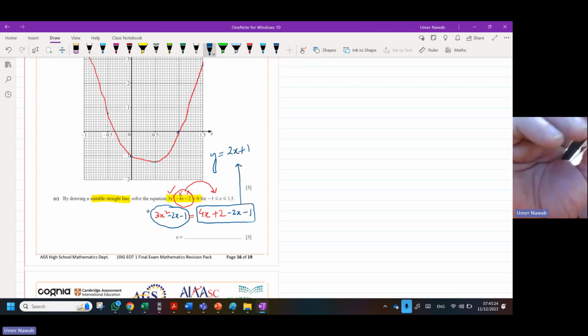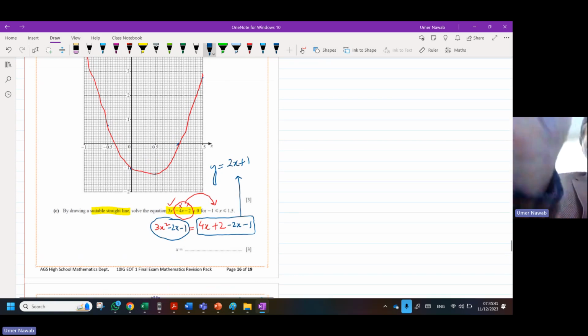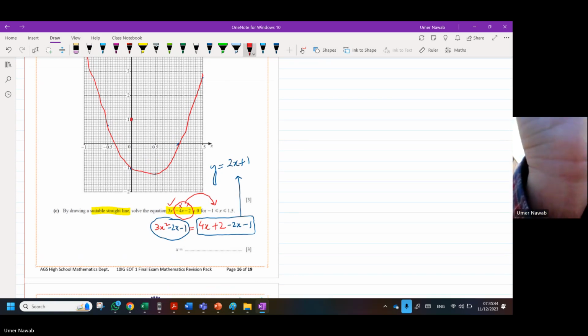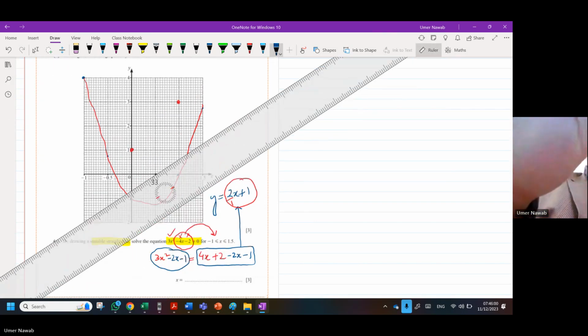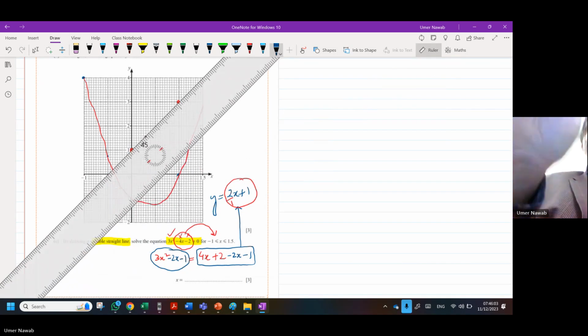And he said that after drawing the line, we need to check where it cuts the curve, and then we need to see the point of intersection. So the y-intercept is 1. I'm going to stand at 1 and sketch this line. I'm going to go 2 units up and 1 unit right. 2 units up and 1 unit right. So I'm ready to draw the line. Very good.